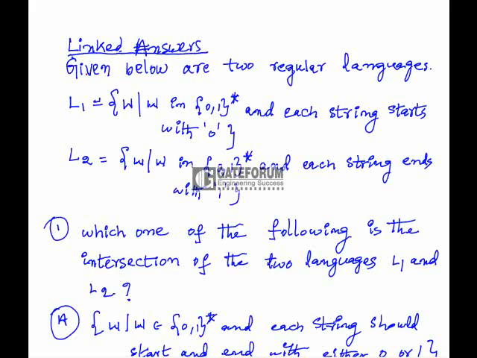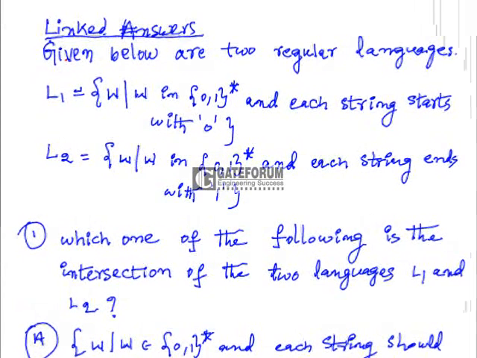So there is a linked answer question here. The data given are two regular languages, that is L1 is equal to W such that W in (0,1)* and each string starts with 0. Language L2 is W such that W in (0,1)* and each string ends with 1. Question number 1 on this data is, which one of the following is the intersection of the two languages L1 and L2?